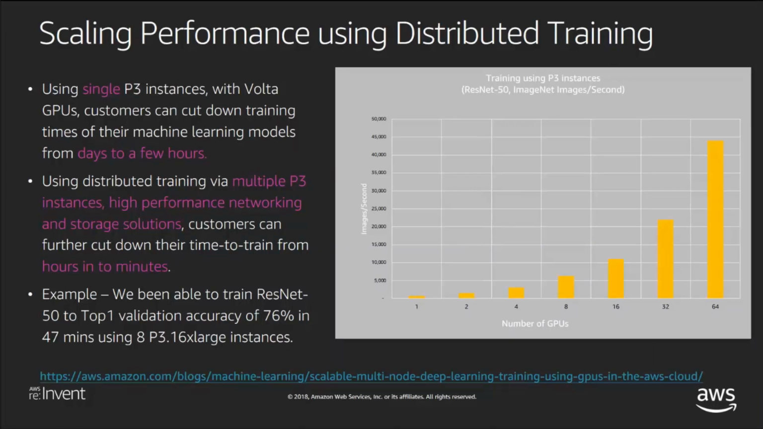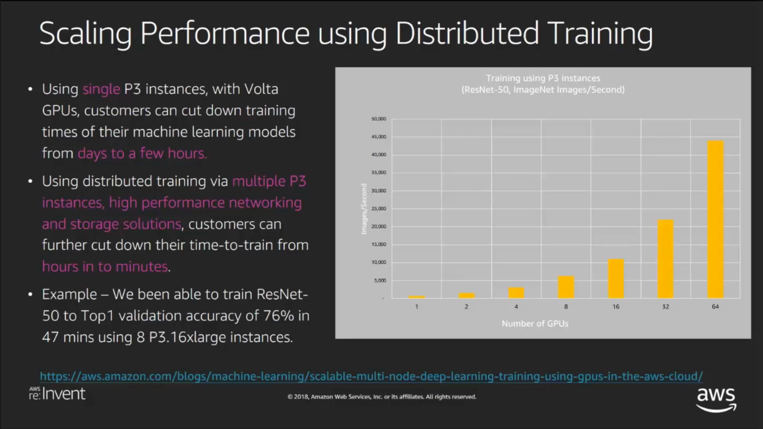ResNet 50 is one of the convolutional neural nets that people have built. There's ResNet 18, ResNet 50, and ResNet 152. It just depends on how many layers there are. The more layers you have, typically, the more accurate these models will be. As you can see, this training typically would have taken you days, and you can do that in less than an hour using 8 P3.16xlarge instances.